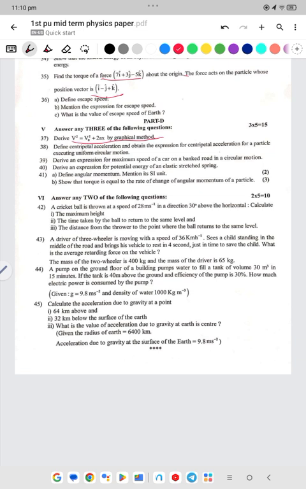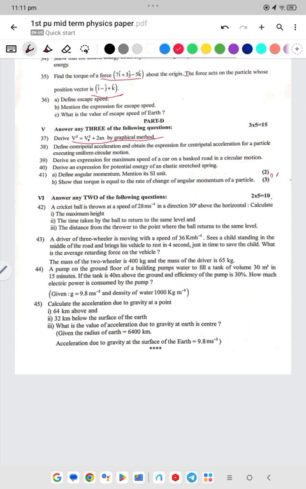Kg meter square per second. Show that the torque is equal to the rate of change of angular momentum of the particle. You have to derive the formula, that is L is equal to r vector cross p vector, and deriving this you will get that dL by dt is equal to tau. This expression you have to derive for this equation. Okay.